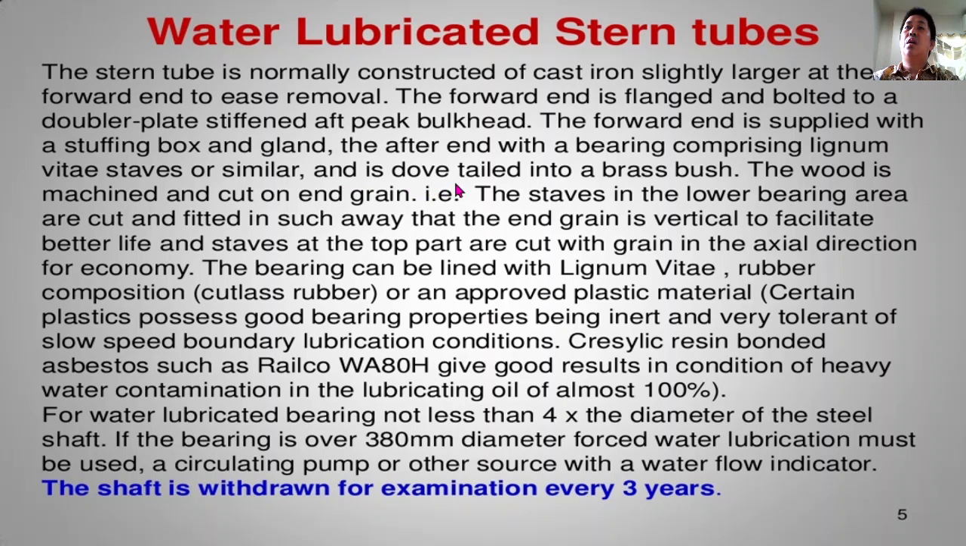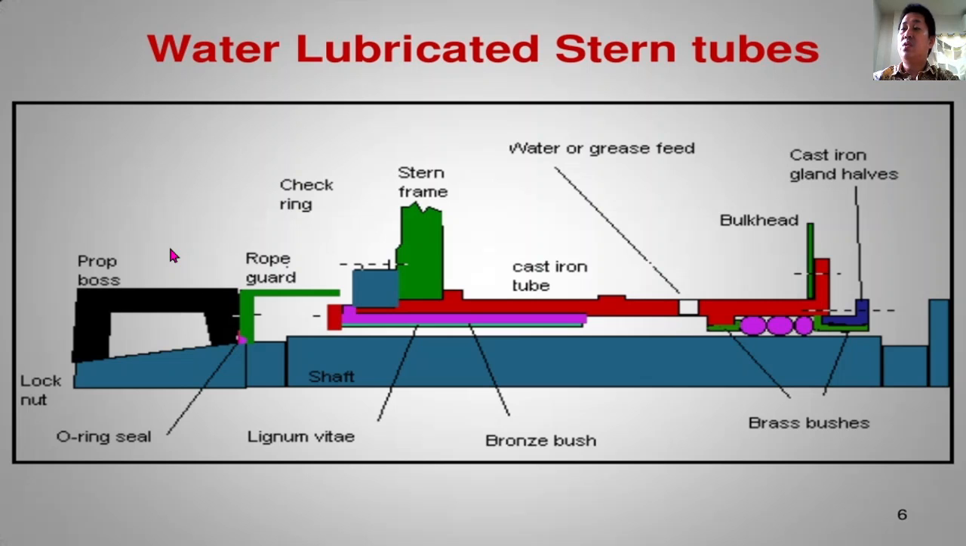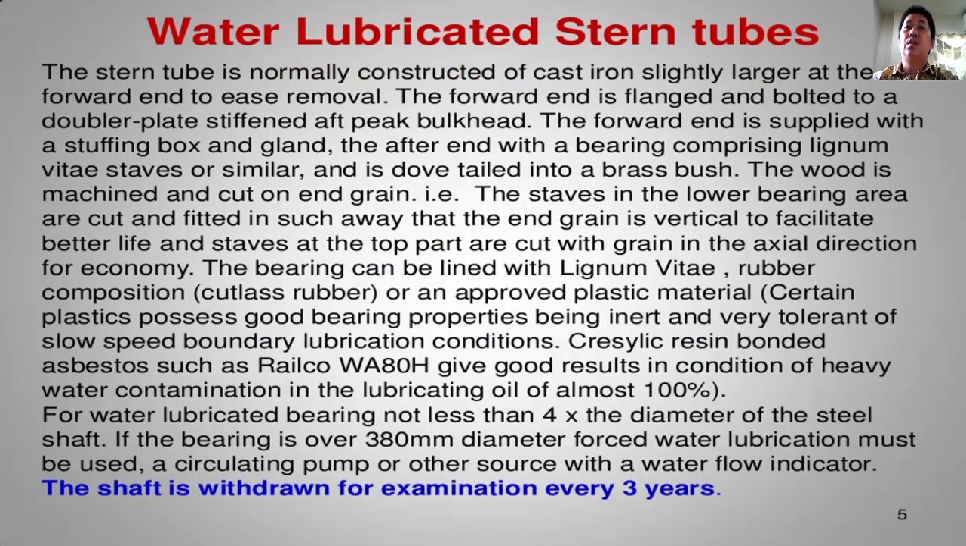Dovetailed into a brass boss. The wood is machined and cut on the grain. For example, the staves in the lower bearing area are cut and fitted in such a way that the grain is vertical, to facilitate better life, and staves at the top part are cut with the grain in the axial direction for economy.